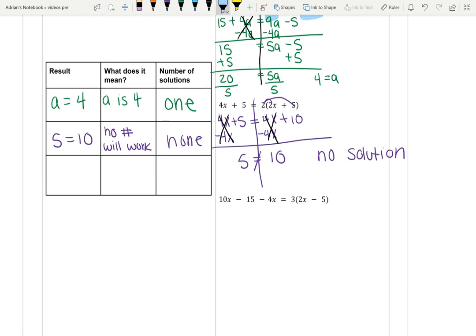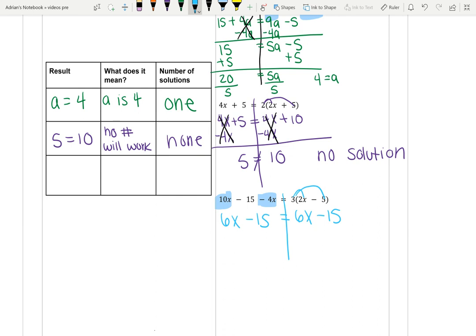All right, going down to my next one, I do have distribution and like terms. So I have a 10x and a minus 4x I have to deal with, and I also have a distribution over here. So 10 minus 4 would give me 6x minus 15 equals, and now I'm going to distribute. I'm going to get 6x minus 15. So I do have the same thing on both sides.